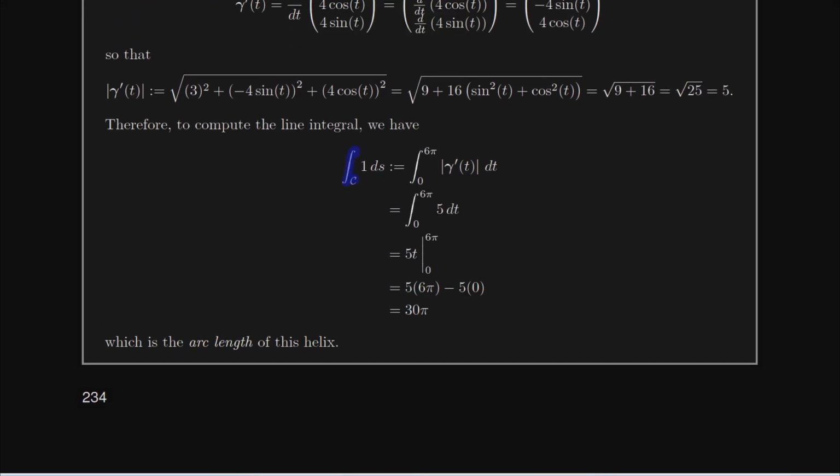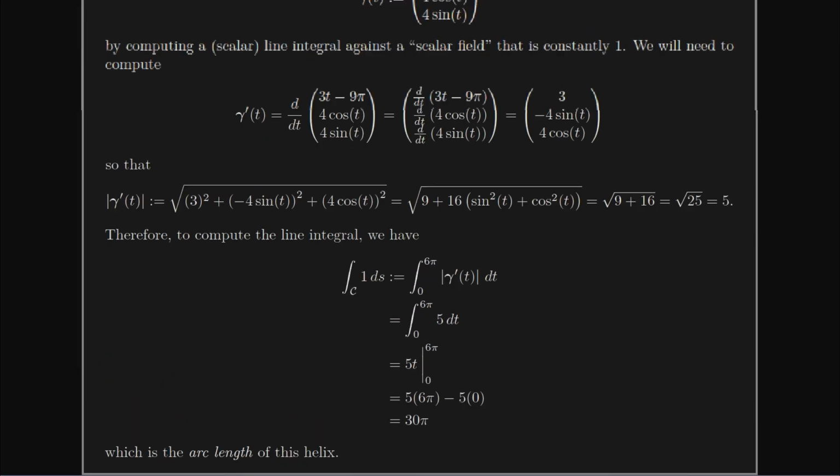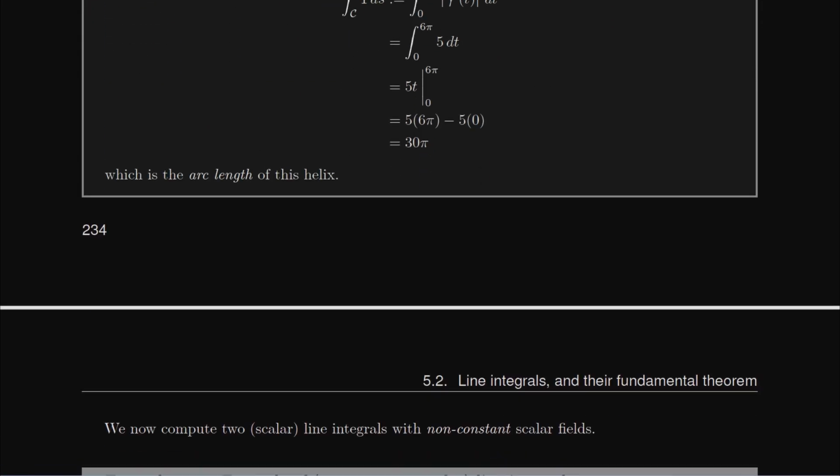Meaning, if I want the arc length over this curve, I just take the scalar line integral against 1, and I integrate from 0 to 6 pi the magnitude of the derivative, which we just calculated was 5. The antiderivative of 5 dt will just be 5t, evaluated from 0 to 6 pi. We'll get 5 times 6 pi minus 5 times 0. We get 30 pi. So it turns out the arc length of this helix is 30 pi.